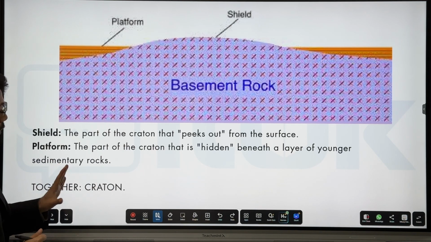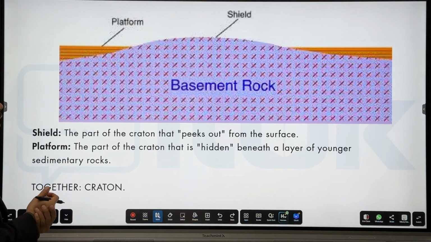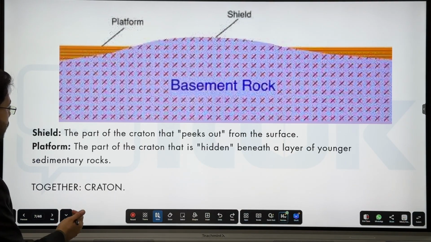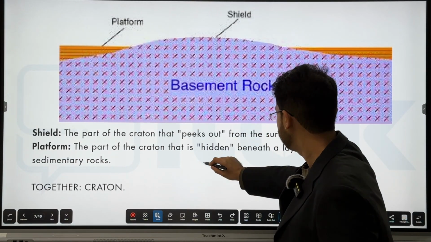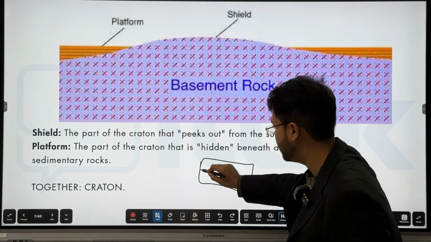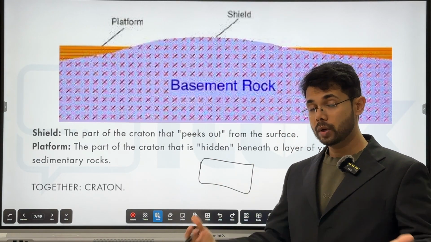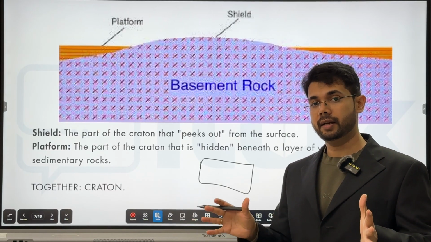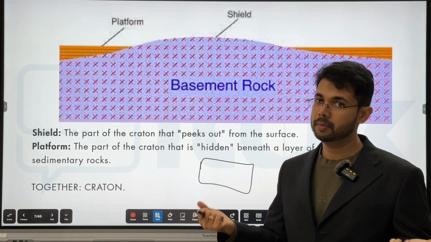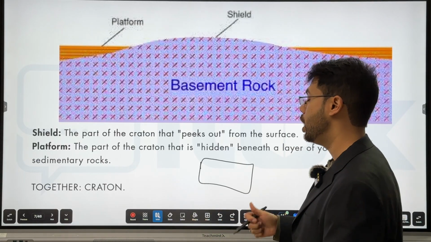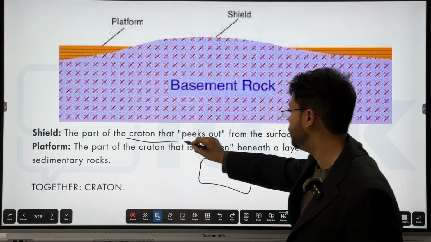What are cratons? Now, I'm just giving you an overview of cratons. You can always look it up. Cratons are, as I have told you, extremely old pieces of rock that are just sitting there, embedded, and do not move. Over a period of time, it just gets hardened and hardened, and it becomes extremely hard for it to move. The shield is the part of the craton that peeks out.